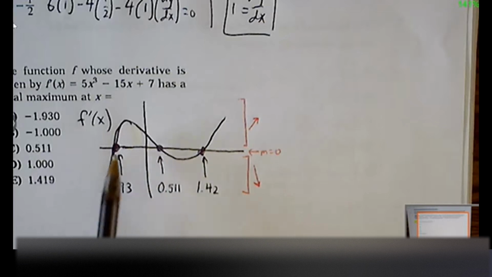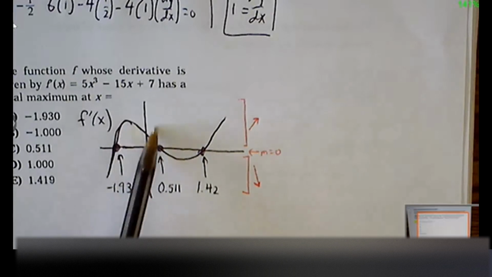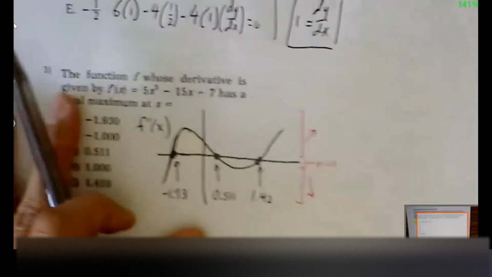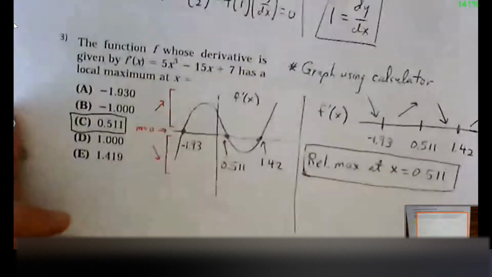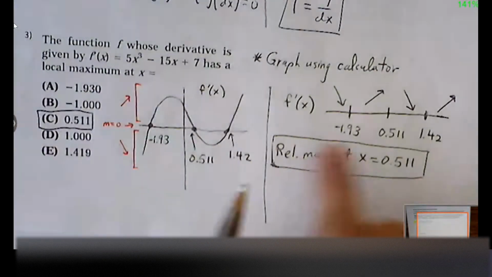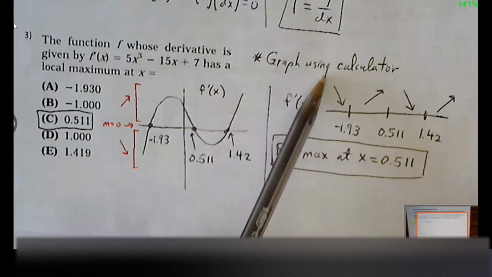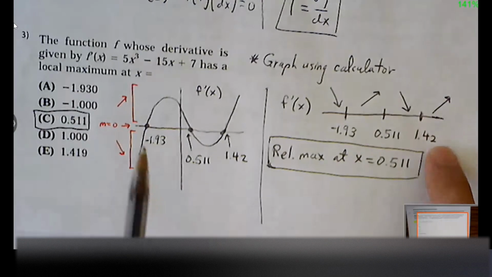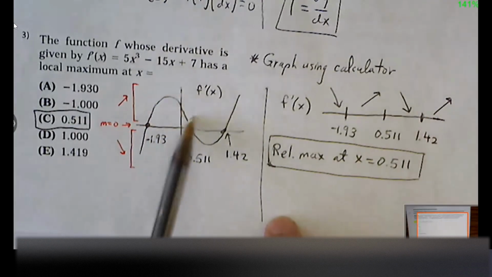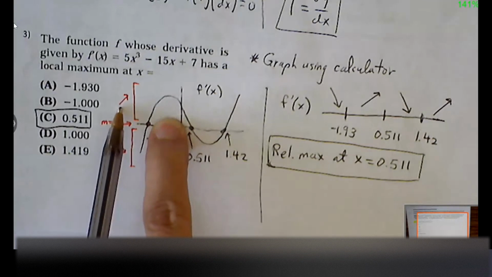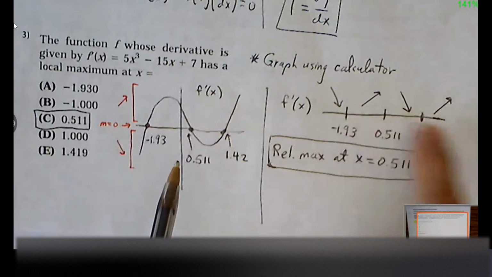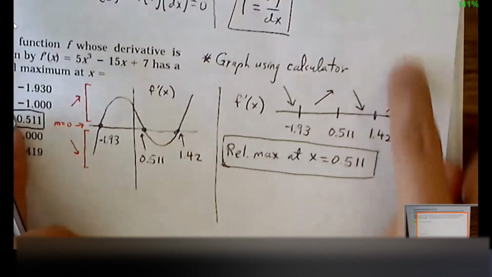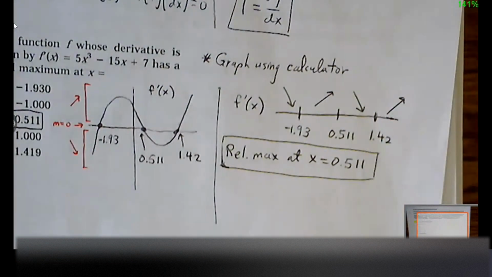And once I create my sign line, I just look at the side where my graph is located. Below is going to represent negative slope. Above is positive slope. So I'm just looking to see where the graph changes from a positive to a negative slope. Good, 0.511, because I expect a relative min at negative 1.93, a relative max at 0.511, and a relative min at 1.42. I'm just indicating where the graph lives, looking at what I've identified to the side, and then converting those to arrows. And once I have the arrows in front of me, I can imagine my graph rising and falling in accordance with the arrows.